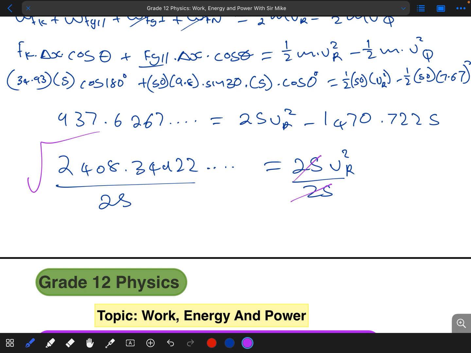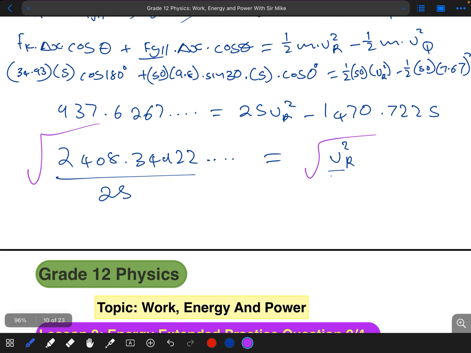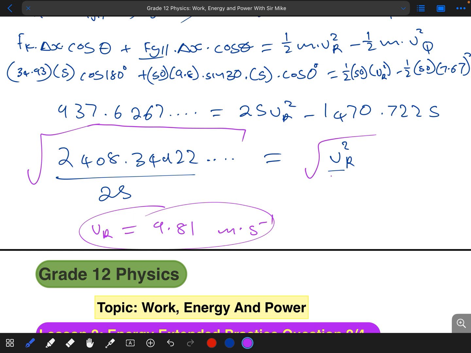Remember that if I divide those two, these two are gone. So I just take my square root, and put the whole thing under the square root. So your V at point R is simply equal to 9.81 if you round that off, meters per second. So this is your answer. I would not suggest that you round off early, so you must keep those digits, because when you take a square root, your answer would change drastically. So this will simply be it for this question.